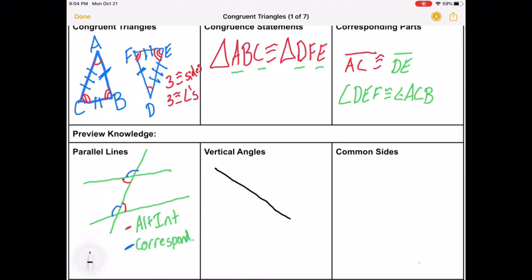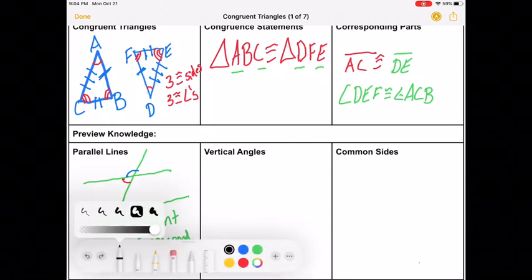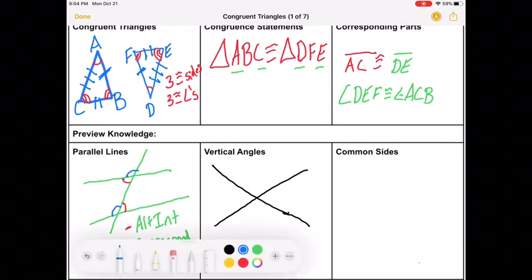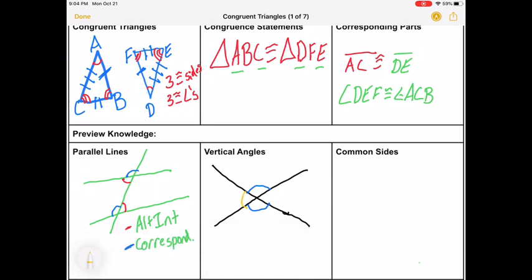Vertical angles. Oh, that line sucked. So vertical angles, we'll try this line better, are angles that are across from each other. So for instance, blue matches up with blue, and yellow matches up with yellow, and vertical angles are congruent.